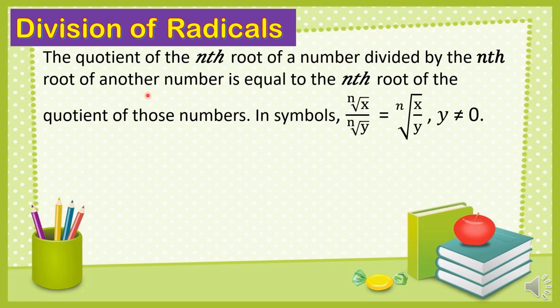And then, that is, the quotient of the nth root of a number divided by the nth root of another number is equal to the nth root of the quotient of those numbers. In symbols, the nth root of x divided by the nth root of y is equal to the nth root of x divided by y, wherein y is not equal to 0. So, para mas mag-gets po natin, let's have some examples for division of radicals.